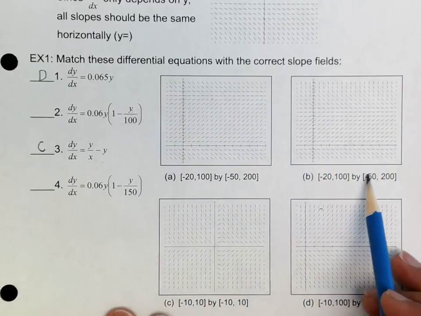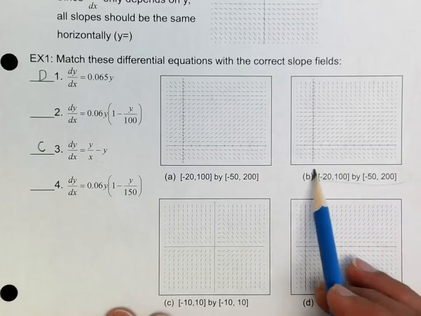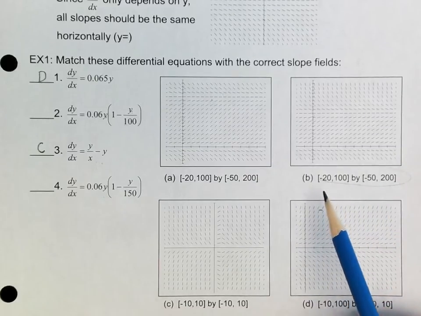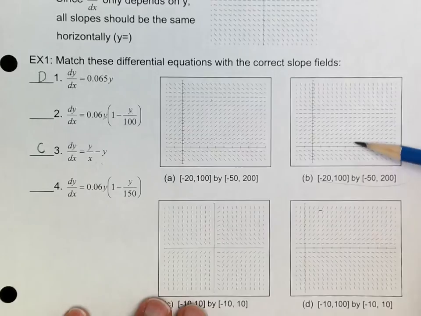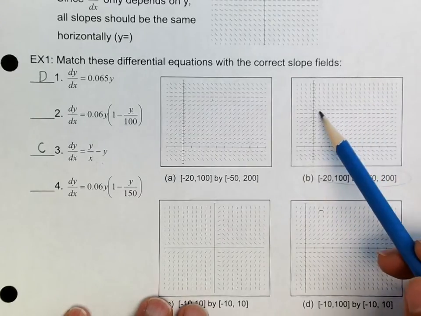But notice that just by looking, these are the dimensions, by the way, of that window. The y is negative 50 to 200, and this looks like it's kind of halfway in between, so this must be the one that's 100.